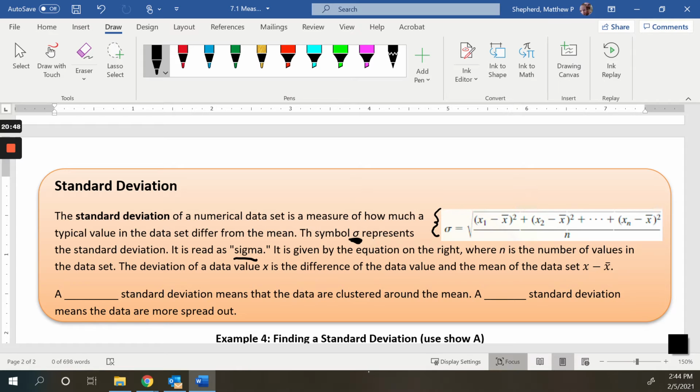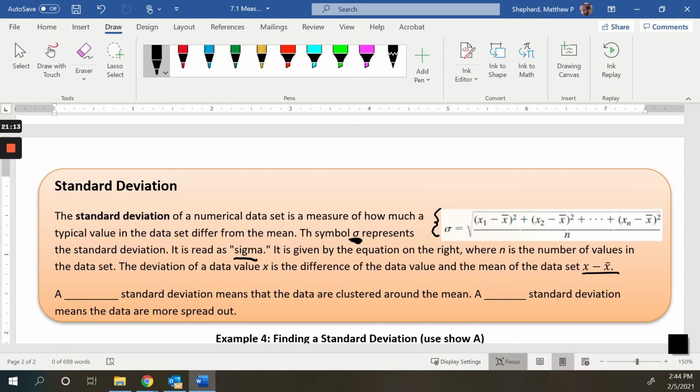And the deviation of a data value, x, is the difference of that data value and the mean of the data set. So everywhere you see the x minus x bar, or the mean, these are all deviations. Okay, how far away you are from the middle is how much you have deviated.